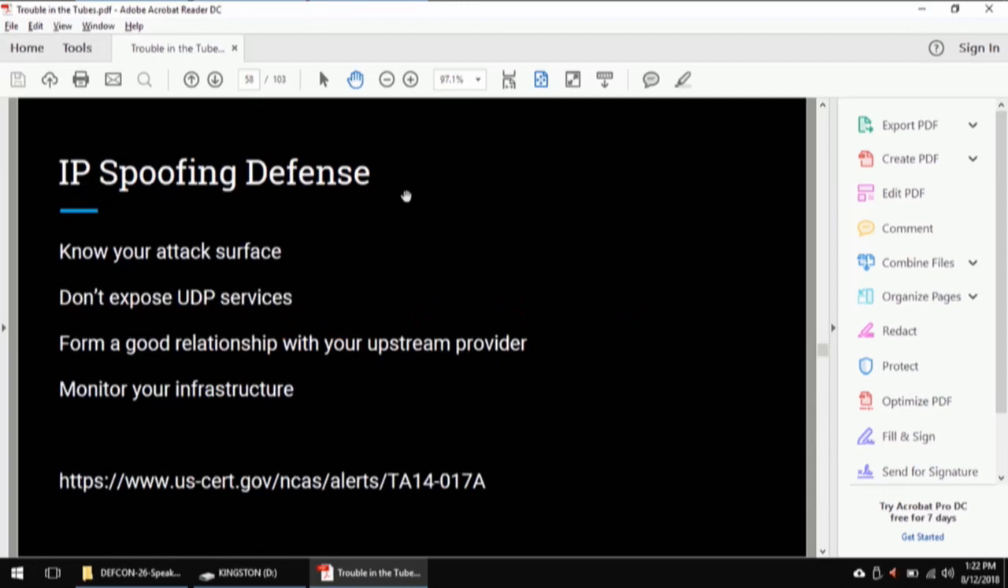So really quick, what are some defenses? Know your attack surface, know what services you're running. If you're running UDP services, why are you running them? If you don't need them, shut them off. Block. Form a good relationship with the upstream provider in case you're the reflector or the target. Make sure that you can work with them to filter your traffic and monitor your infrastructure so you know if you're participating.